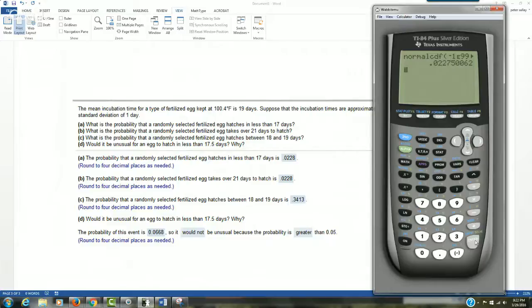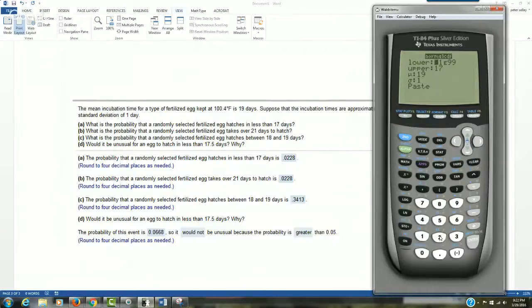Okay, over 21. Well, again, we can go back to our norm CDF. If it's bigger than 21, that means my lower bound is now 21, and my upper bound is positive infinity. So that's 1e to the 99. And then I can keep the mean and standard deviation to be the 19 and 1. And there we go.